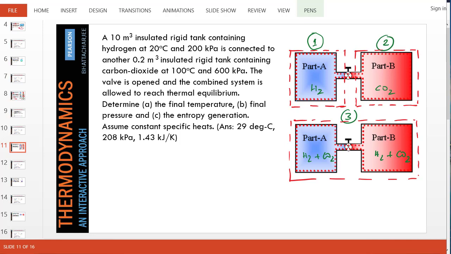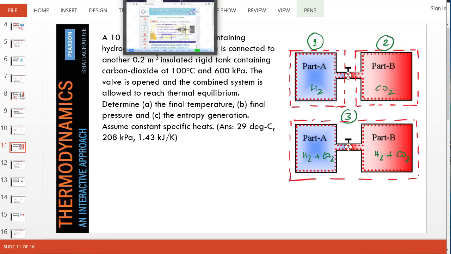Of course, there are three states involved. State 1 is the subsystem consisting of hydrogen. State 2 is the beginning state of subsystem B. And finally, we have a single system of the mixture, state 3. Sufficient information is supplied for each state except for the last state. Final temperature and final pressure are not known, but the tanks are insulated, so there is no heat transfer. So the energy equation will hopefully produce the missing link.